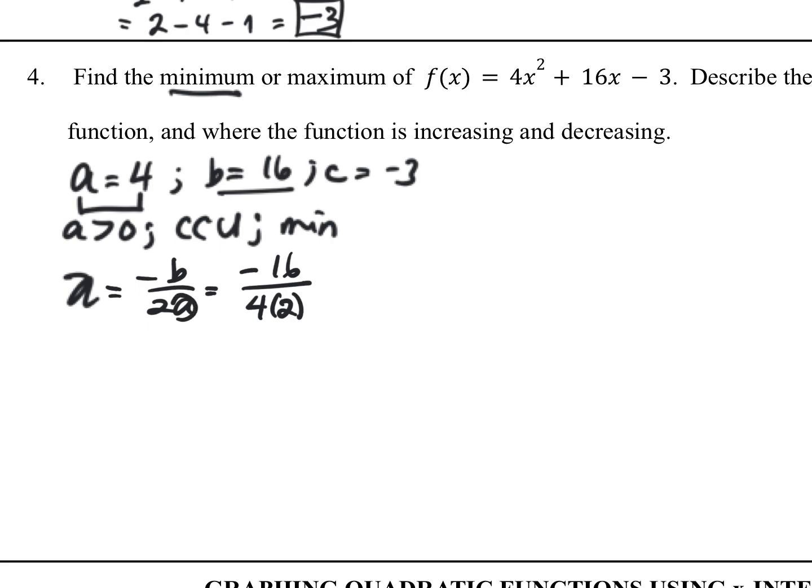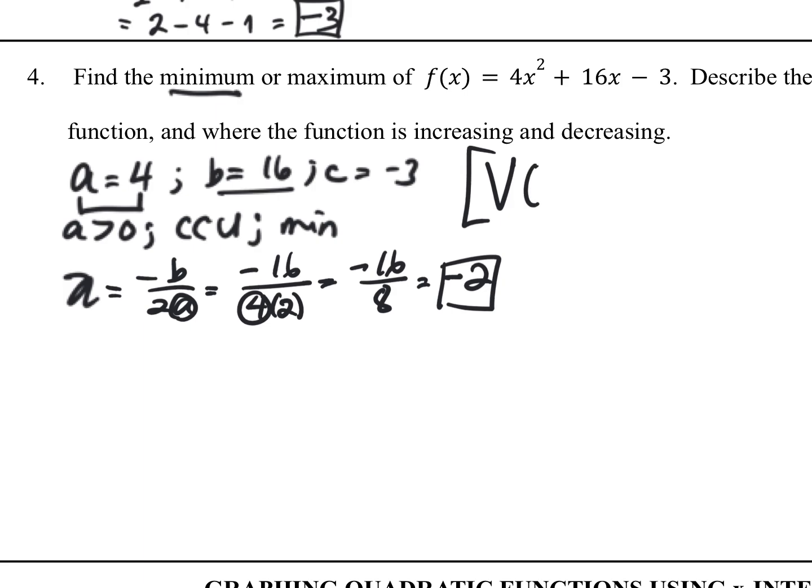Okay, that's going to be, our a is 4 in here. So that's going to be -16 over 8, and -16 divided by 8 is going to give you -2. So the vertex here, I'm going to write it here. The x-coordinate of my vertex is -2. Now we're going to find the y-coordinate by evaluating this function at -2.